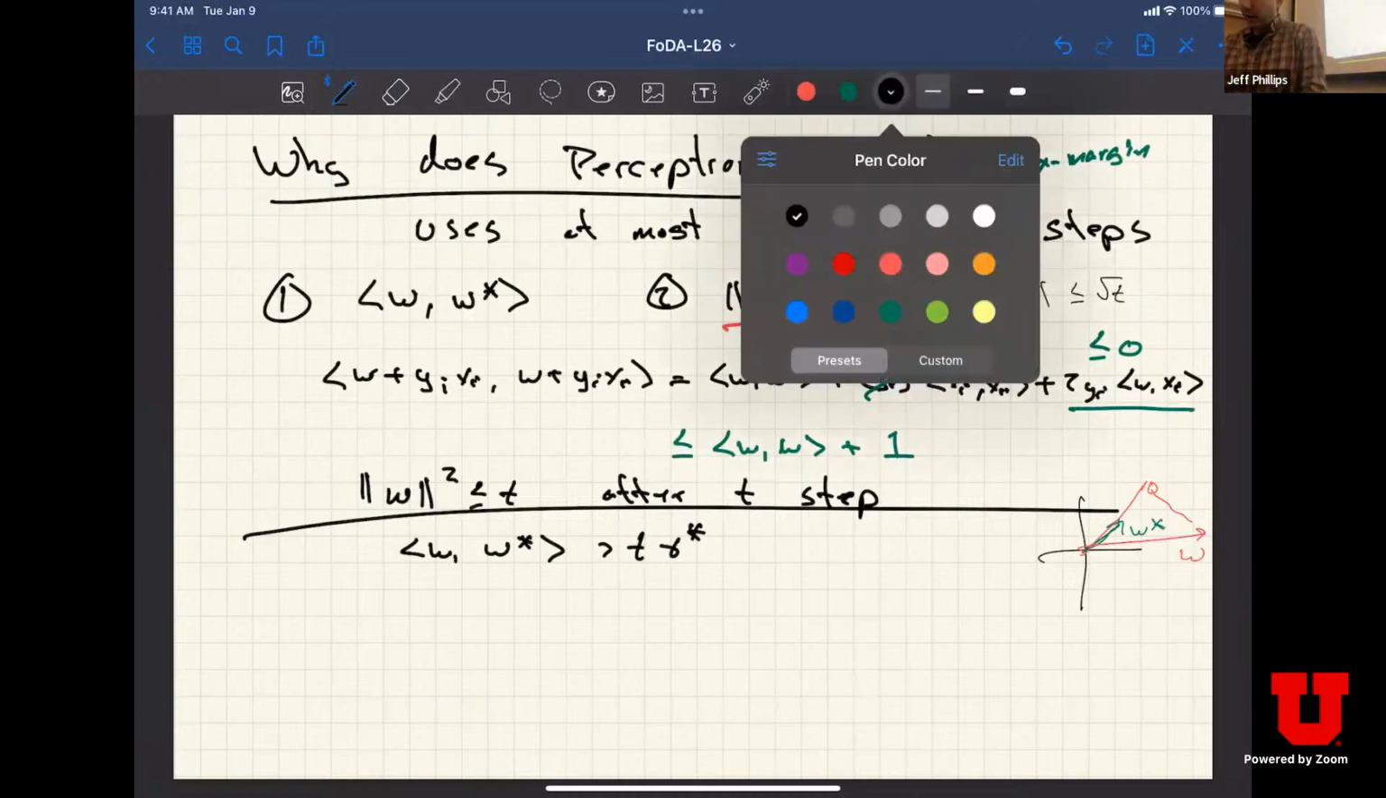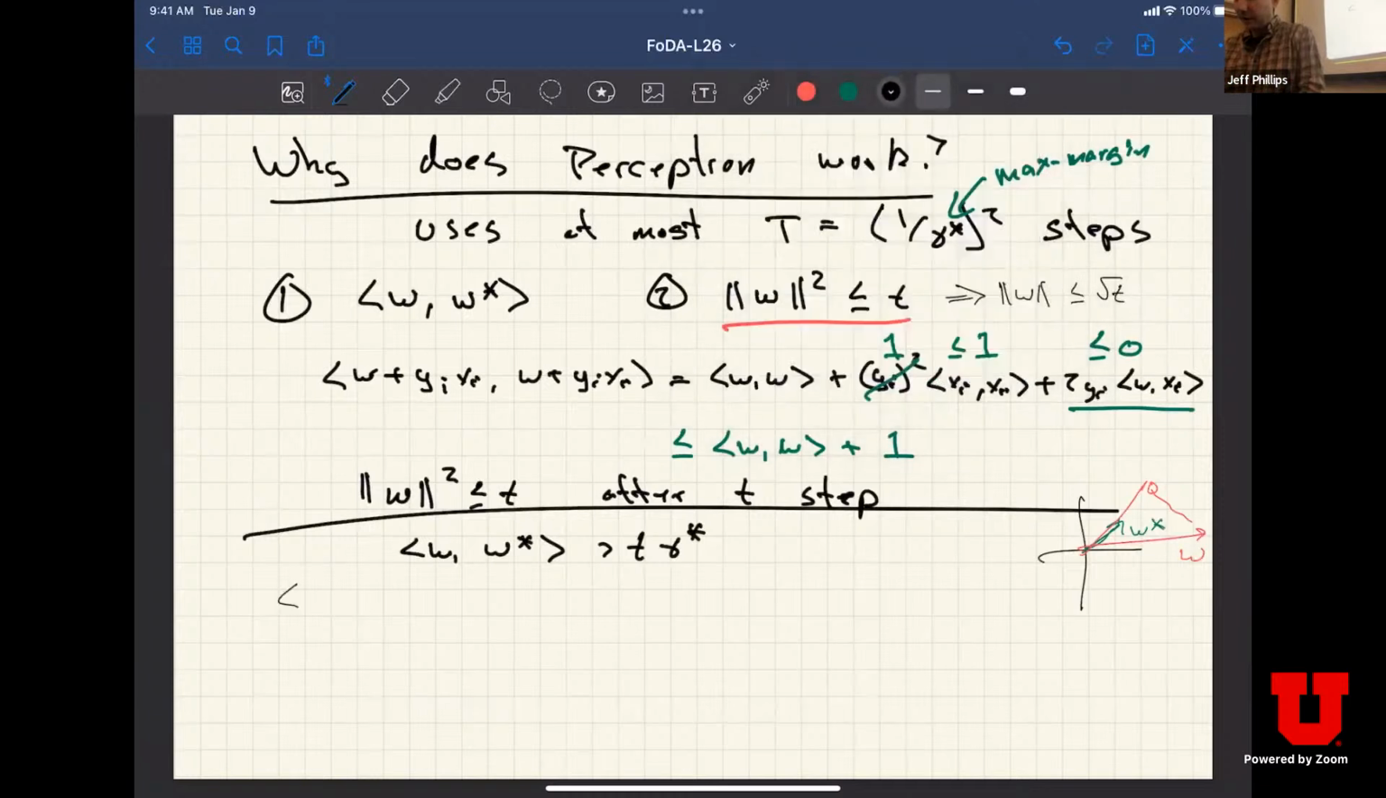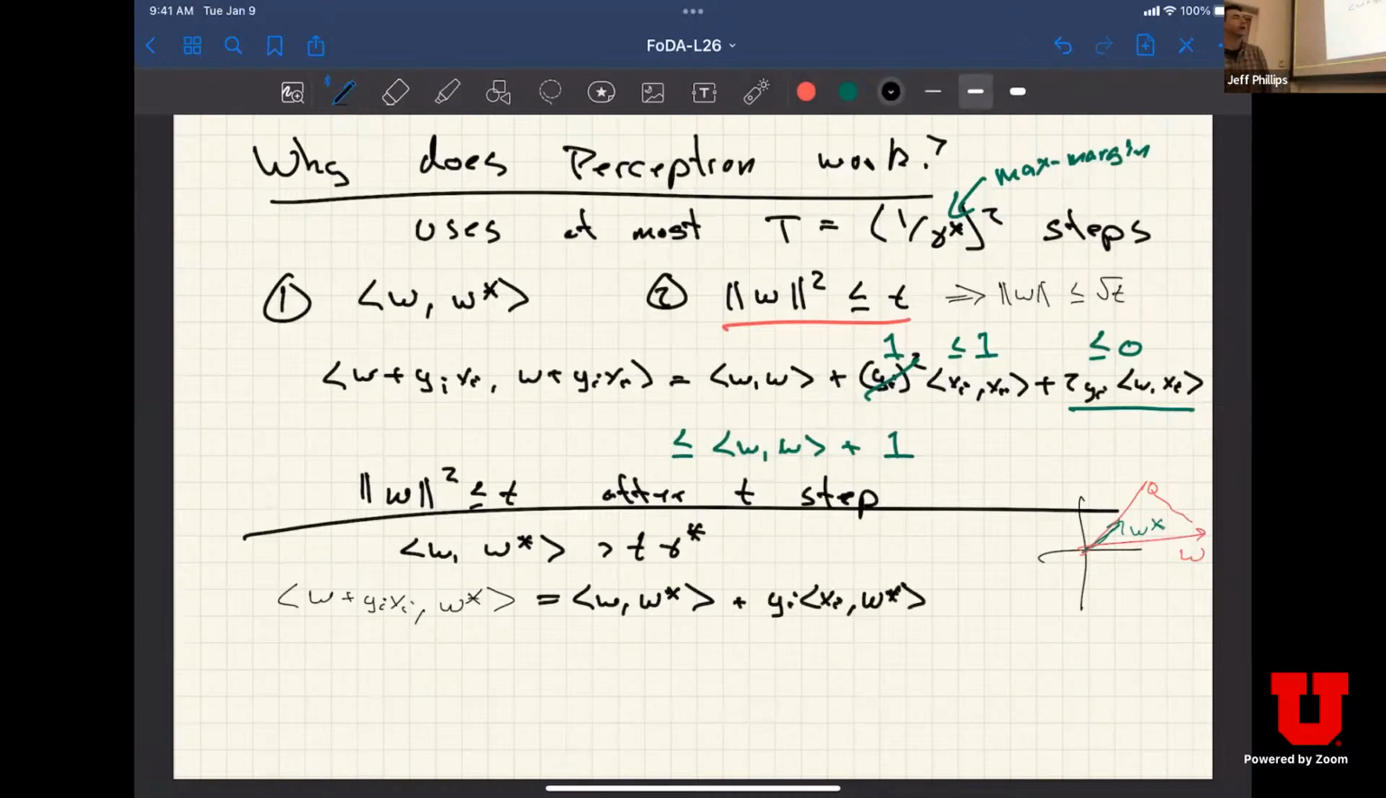Okay, so I can do a similar analysis here. This is W plus yi xi. This is after one step. W star, I can expand this into W dot W star plus yi xi dot W star. Okay, so this is the quantity that I had before, and then I'm incrementing it by this.